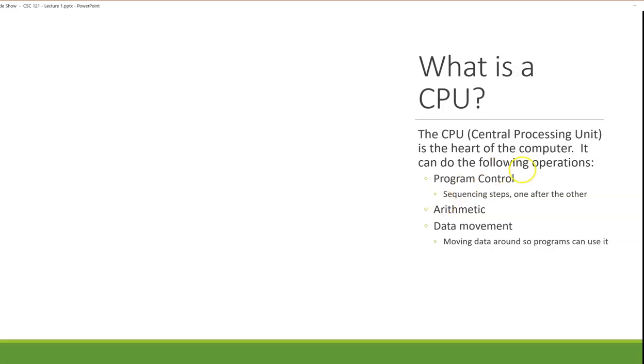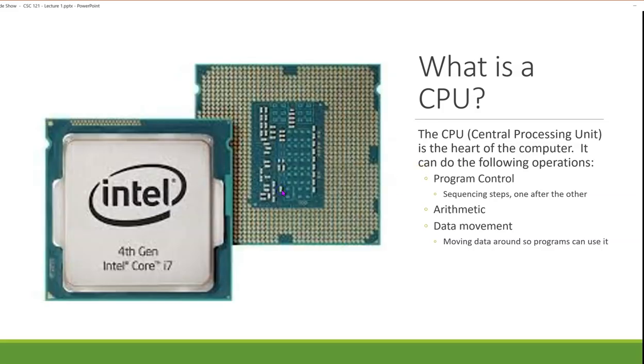What is a CPU? The CPU is the heart of the computer. It can do the following operations. Program control. In other words, it tells what instructions to execute next. Arithmetic: add, subtract, multiply, divide, logical expressions, and data movement, moving data around so programs can use it from one part of memory to another, or from memory potentially to a hard drive.